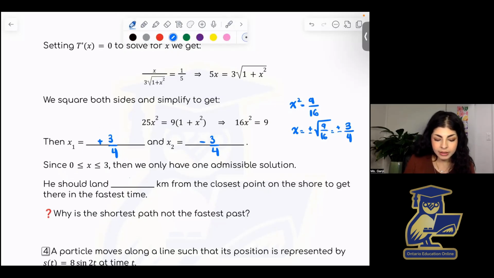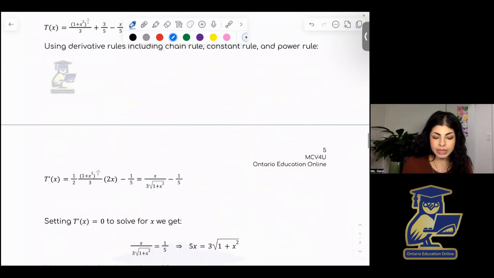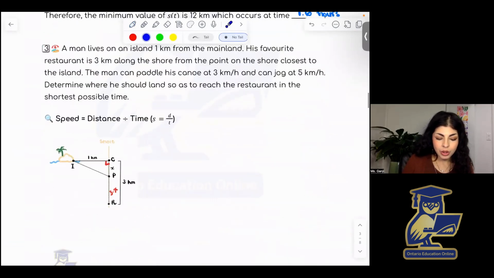So he should land 3 over 4, or 0.75 kilometers from the closest point on the shore to get there in the fastest time. So for example, consider that he would canoe all the way here, and this distance is 0.75. We can also use the Pythagorean theorem to determine the distance that he canoes, and this distance here would be 2.25 kilometers, and that's the distance that he is jogging.